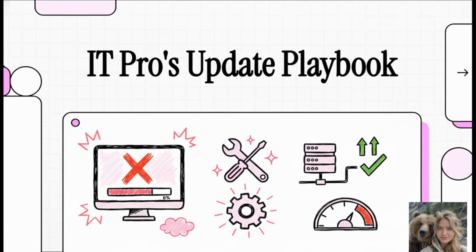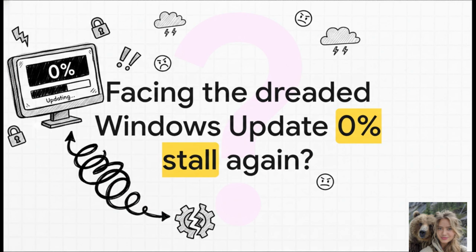All right, if you're in IT, you know exactly what I'm talking about. That sinking feeling. A critical update is rolling out, and the progress bar, it's just stuck at a flat 0%. It's one of the most common frustrations out there, but today, we're building the definitive playbook to fix it and fix it fast. Seeing a Windows update frozen at 0 isn't just a minor annoyance, is it?